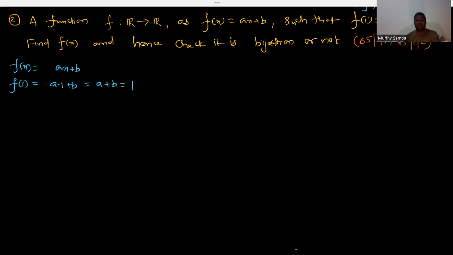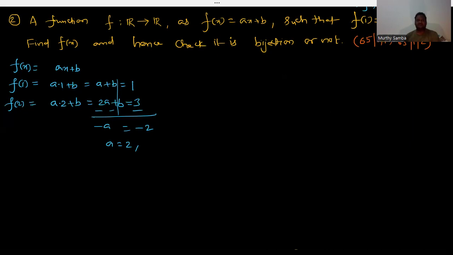And another thing, f of 2 is given as 3. So f of 2 means substitute 2 in the place of x, then a into 2 plus b. a into 2 is nothing but 2a, right? So 2a plus b is equal to 3. I think we can solve these two equations for a and b just by subtracting one equation from the other. a minus 2a is minus a, these two b's get cancelled, 1 minus 3 is equal to minus 2. So minus a equal to minus 2, which means a is equal to 2.